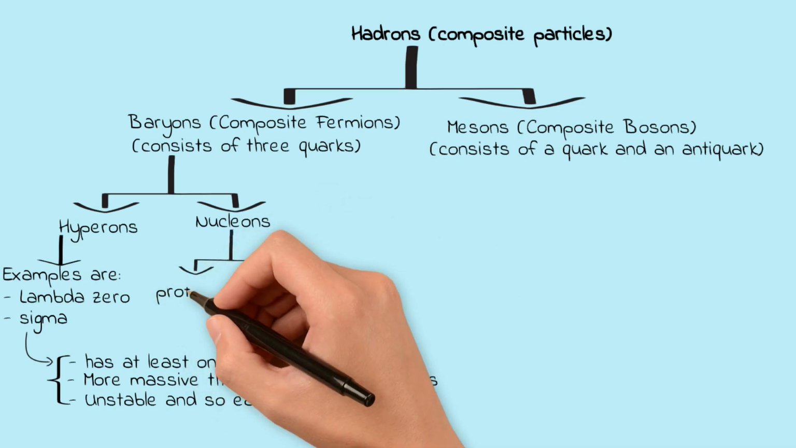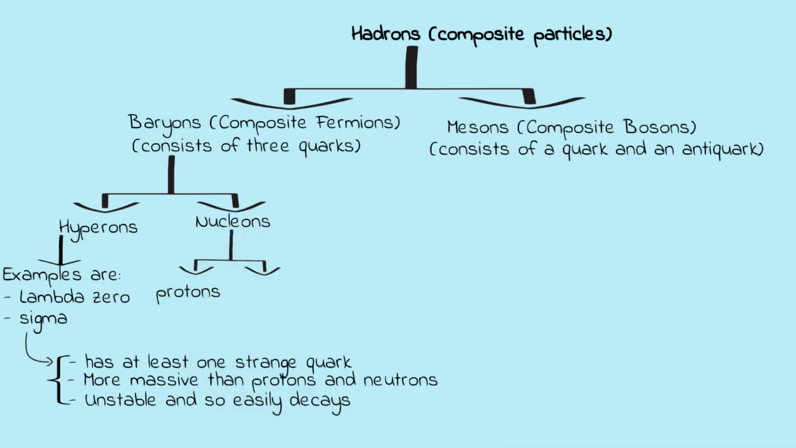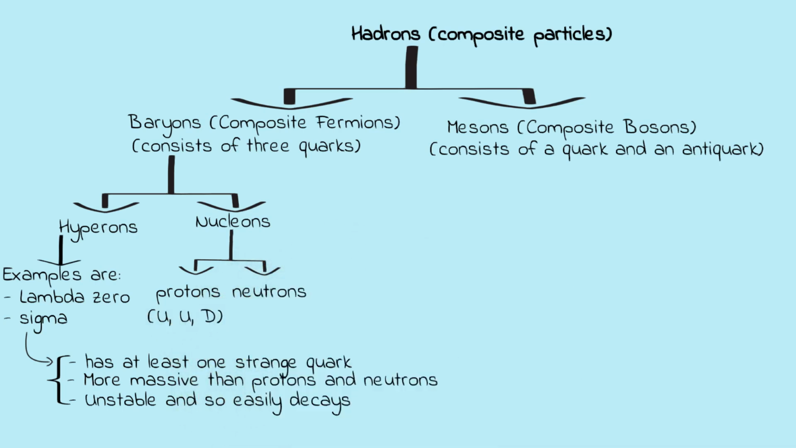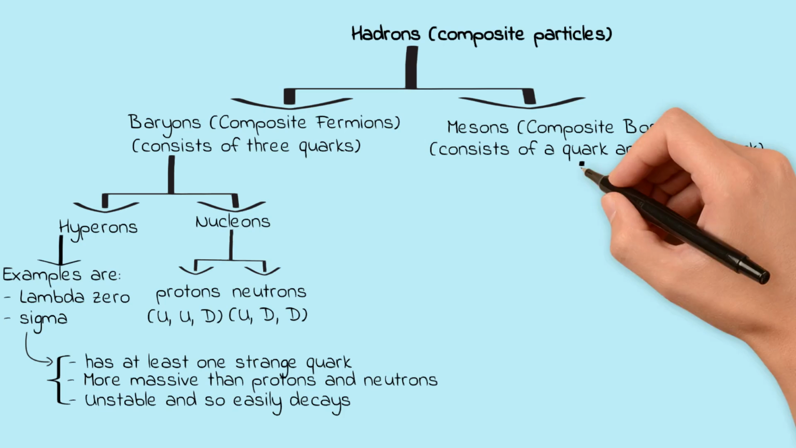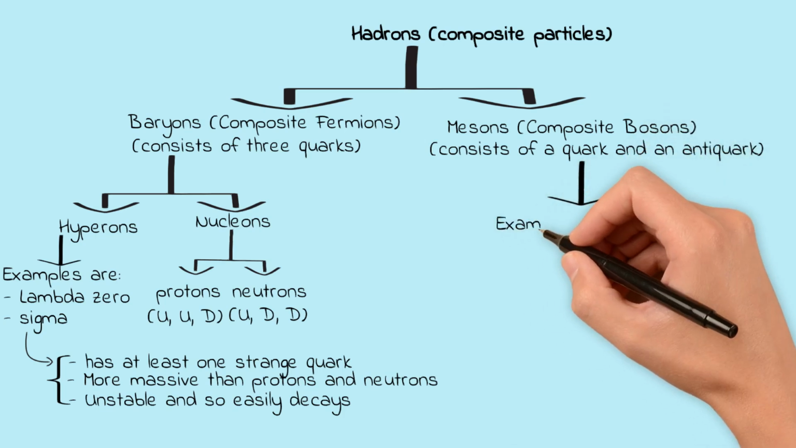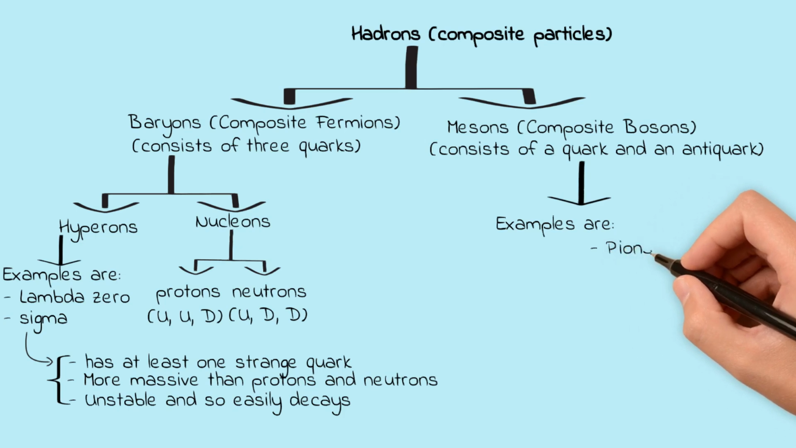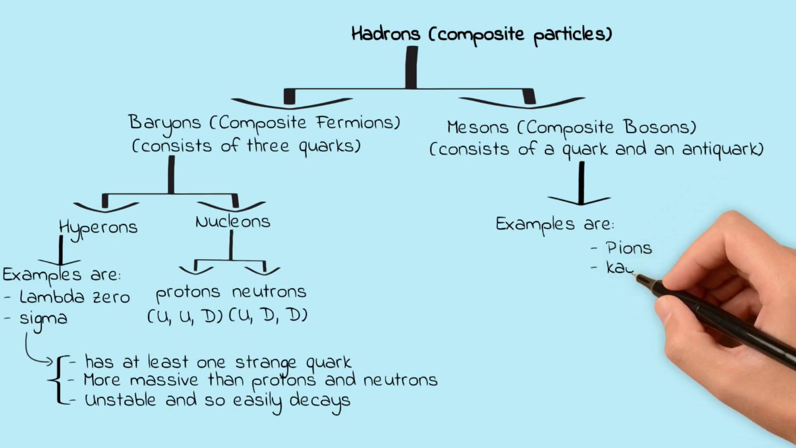And the nucleons are divided into protons and neutrons. The protons consist of 2 up quarks and 1 down quark, while the neutrons have 2 down quarks and 1 up quark. For the mesons, there are also many in number, but 2 of the most common ones are the pions and the kaons.